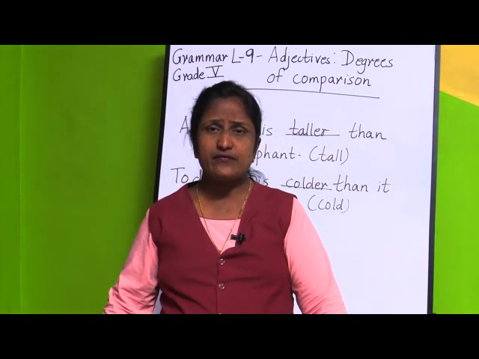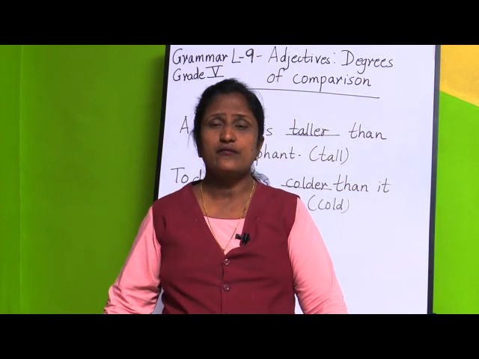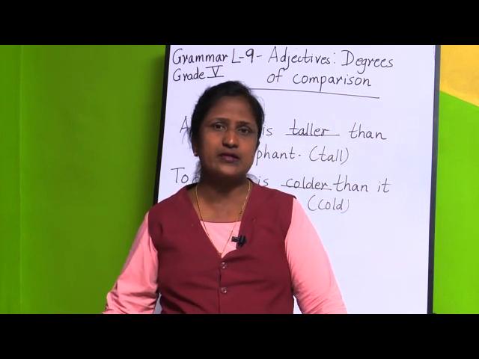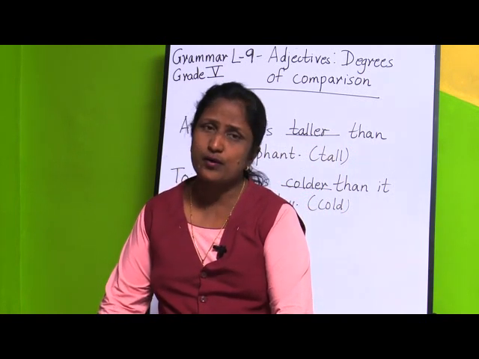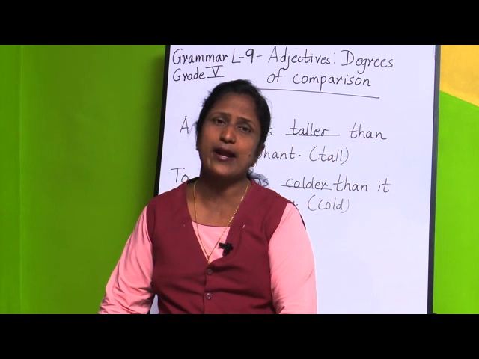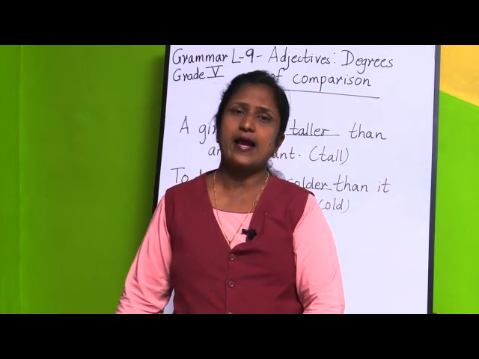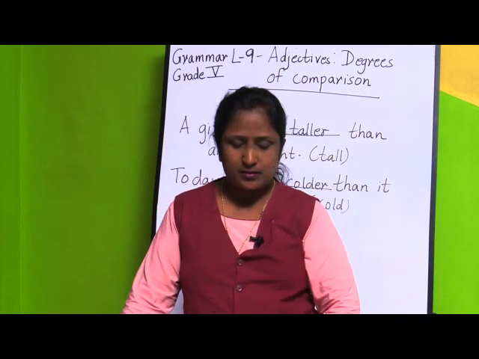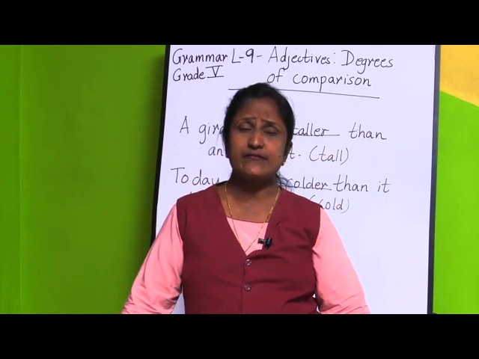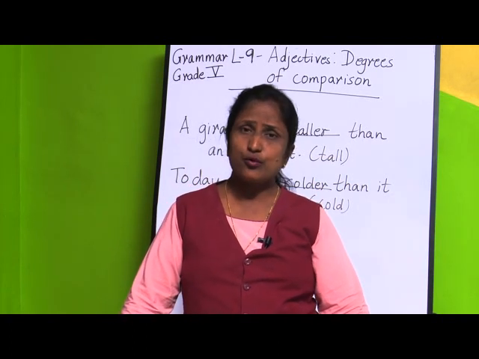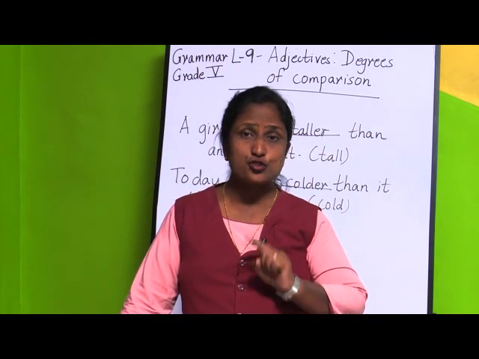For the positive degree, in the first rule, we are going to add er for the comparative degree and est for the superlative degree. Second case: if the word is ending with e, we are going to add only r for the comparative degree and st for the superlative degree. Third one we have seen: if the word is ending with consonant plus y, we are going to add ier for the comparative degree and iest for the superlative degree.